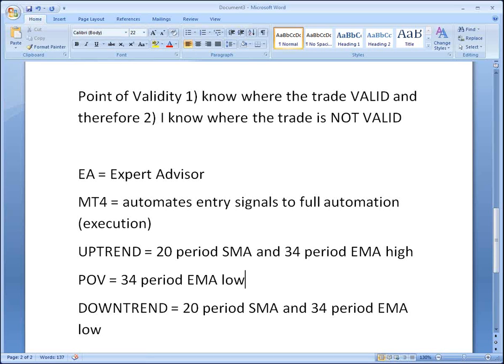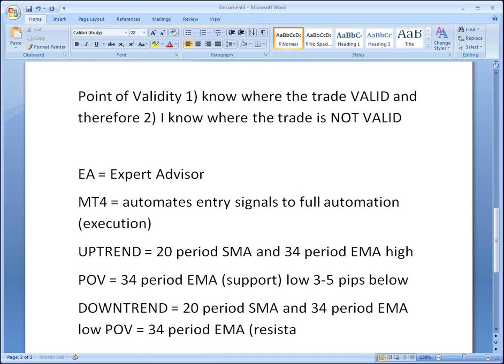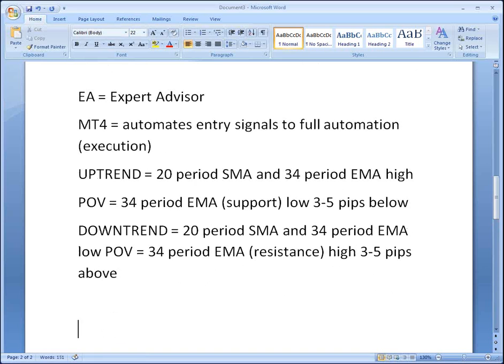And I don't want to put my stop loss right at that 34 period EMA low. I want to put it 3 to 5 pips below that level. Because remember, that POV is actually support, right? I don't want to put it right at support. I want to put it just below support. Does that make sense? So in the case of a downtrend, my POV is the 34 period EMA high, and I want to put that 3 to 5 pips above. Okay?